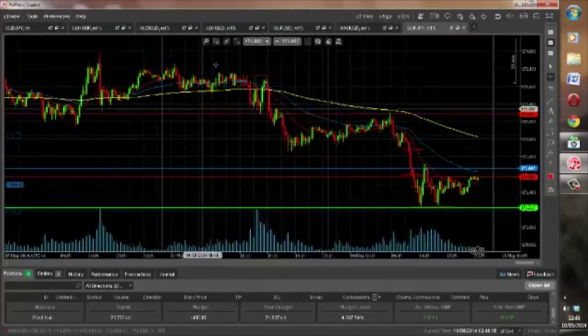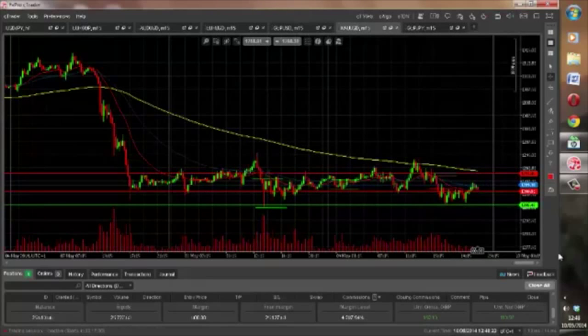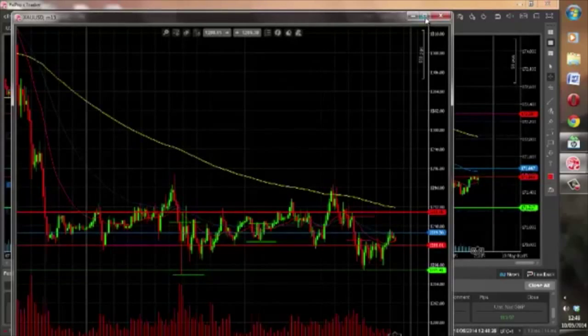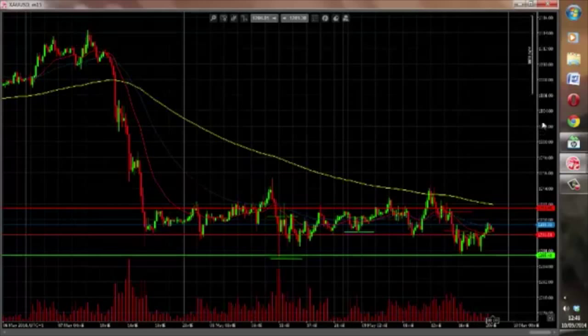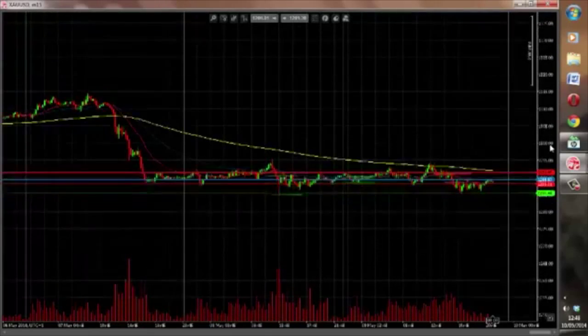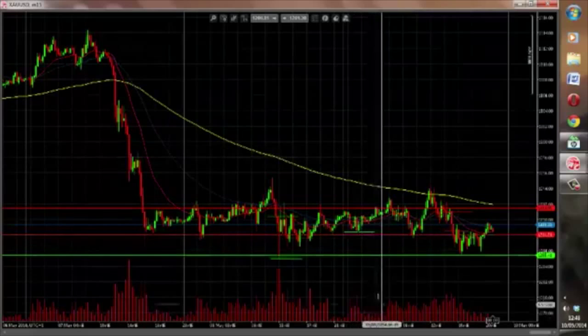So if I go back in, and let's take gold, which is another interesting instrument. So let's detach this chart so we can stretch it out a little bit, so we get to see what's going on. Come on, stretch. There we go. No, not that way. Alright, fine. So let's have a look.